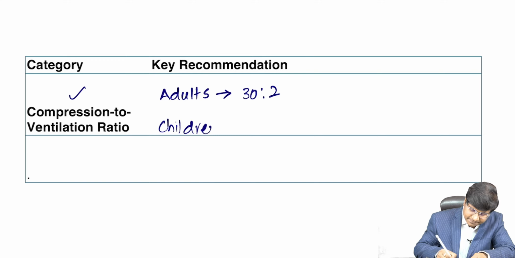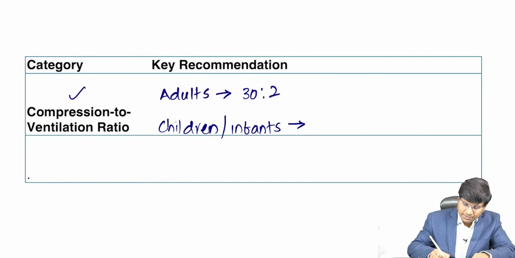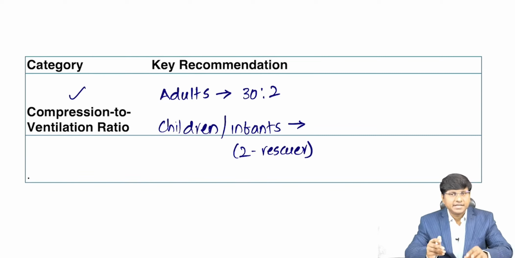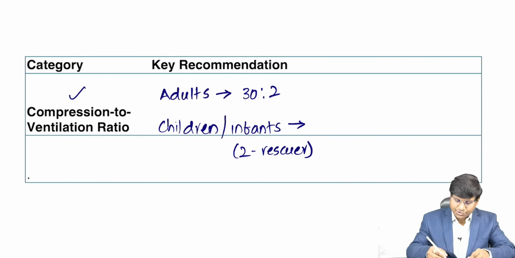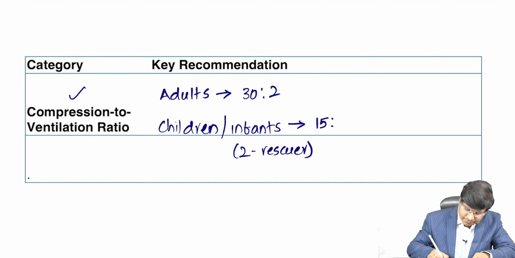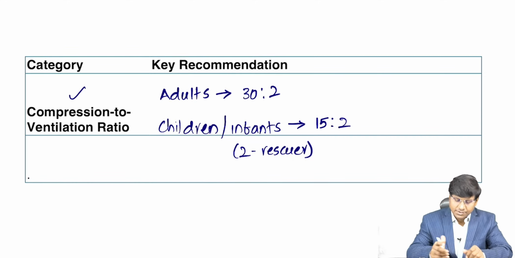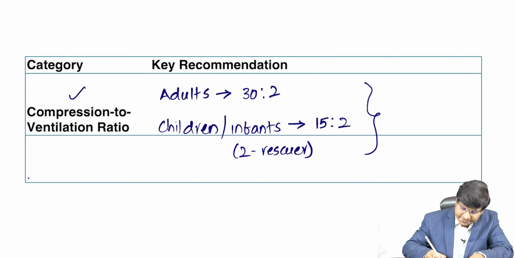Whereas in children or infants, if there are two rescuers, then the compression to ventilation ratio should be around 15:2. This is in the scenario of without an advanced airway.